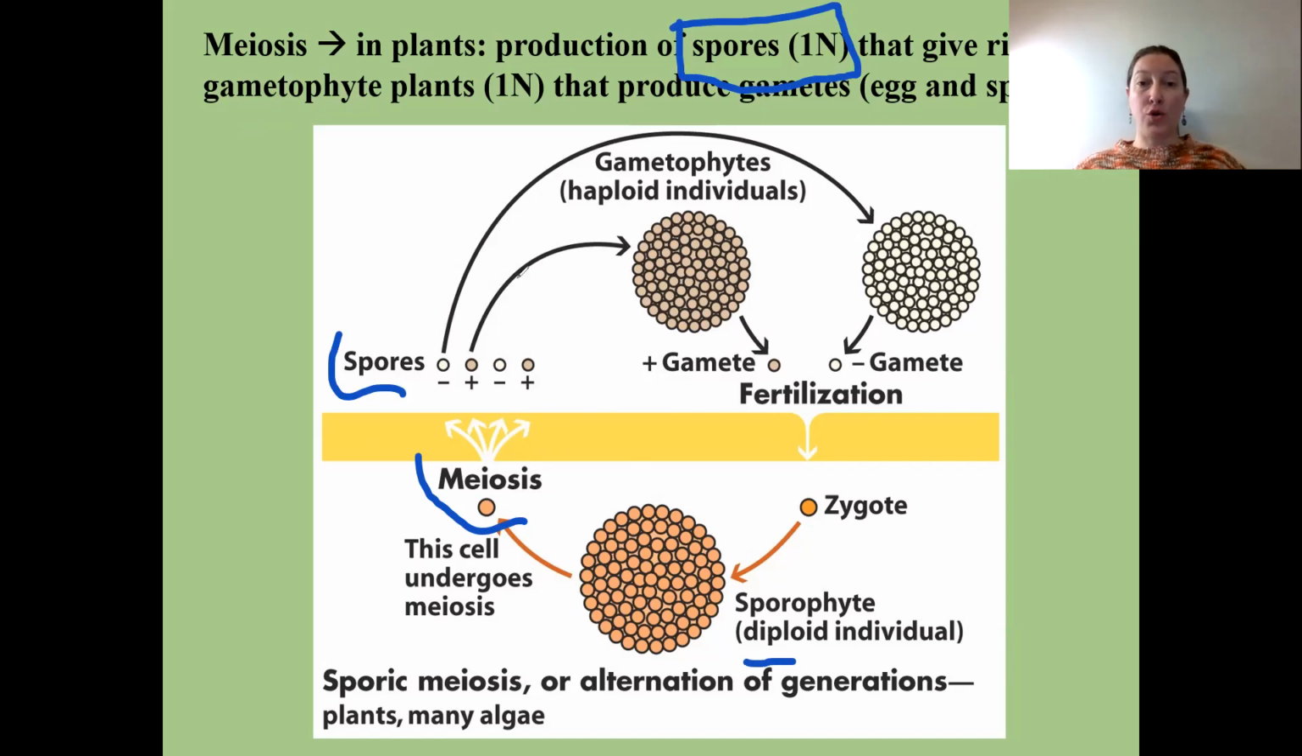Those spores are going to grow into individuals that we call gametophyte plants. Those gametophyte plants are going to also be haploid because they came about from a spore, which was haploid. And those gametophyte plants are going to be the things that make the gametes, egg and sperm.